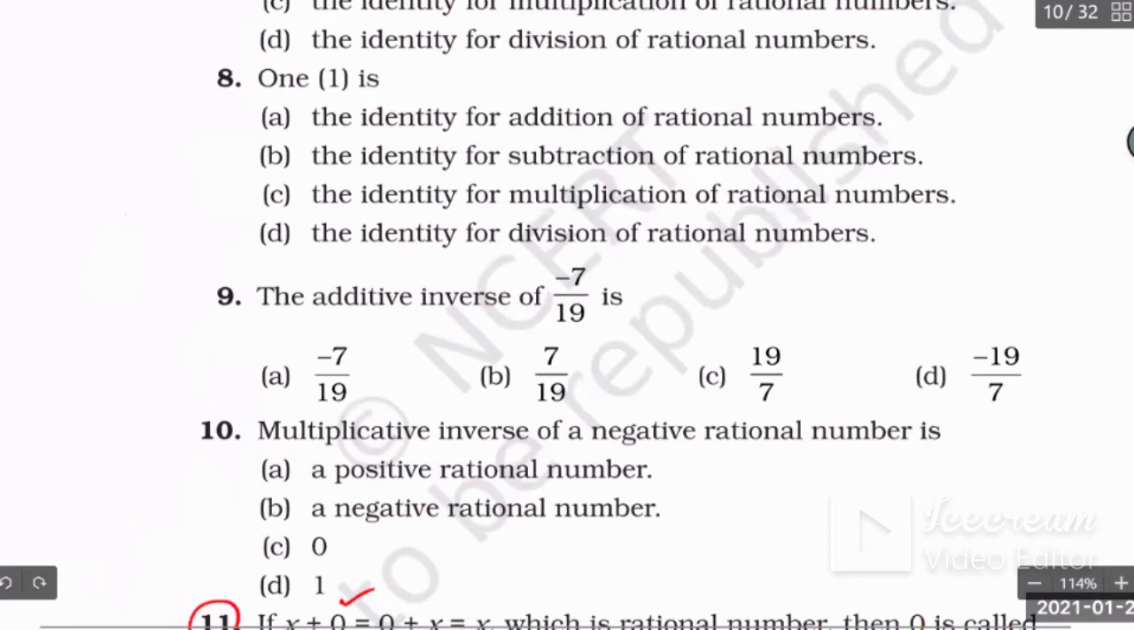Question number 10. The multiplicative inverse of any number.